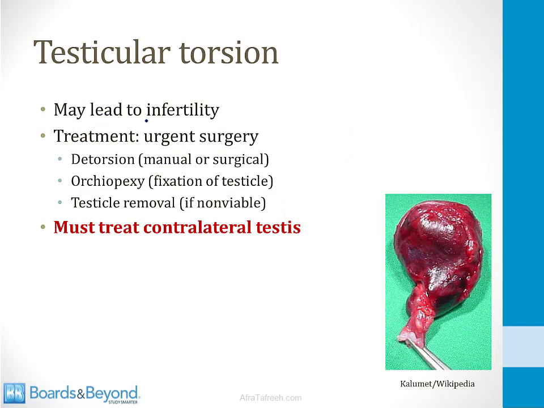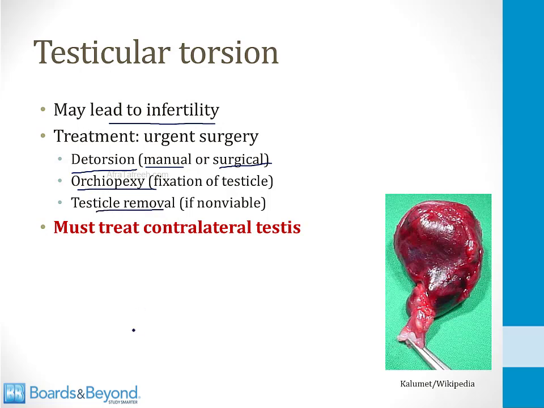Testicular torsion needs to be treated right away, or it can lead to infertility and loss of the testicle. The treatment is usually surgical. First, the testicle will undergo detorsion. This is where you untwist the spermatic cord. This can sometimes be done manually at the bedside, although it's often done surgically in the operating room after opening up the scrotum. Next, the testicle needs to be fixed to the scrotum. This surgery is called an orchiopexy. And then finally, if the testicle is non-viable, it can be removed.